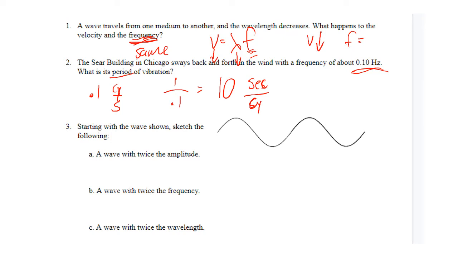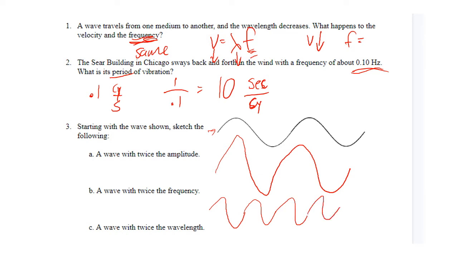Starting with the wave below, sketch the following wave with twice the amplitude. Well, it's going to be taller, right? Taller and deeper. A wave with twice the frequency, so I'm going to go back to this one here. Twice the frequency means it's going to go up and down twice as much. It's going to look something like that. Twice the wavelength, it'll look like that. It'll be wider, right? Because wavelength is this distance here. Frequency is how many cycles you get per second.